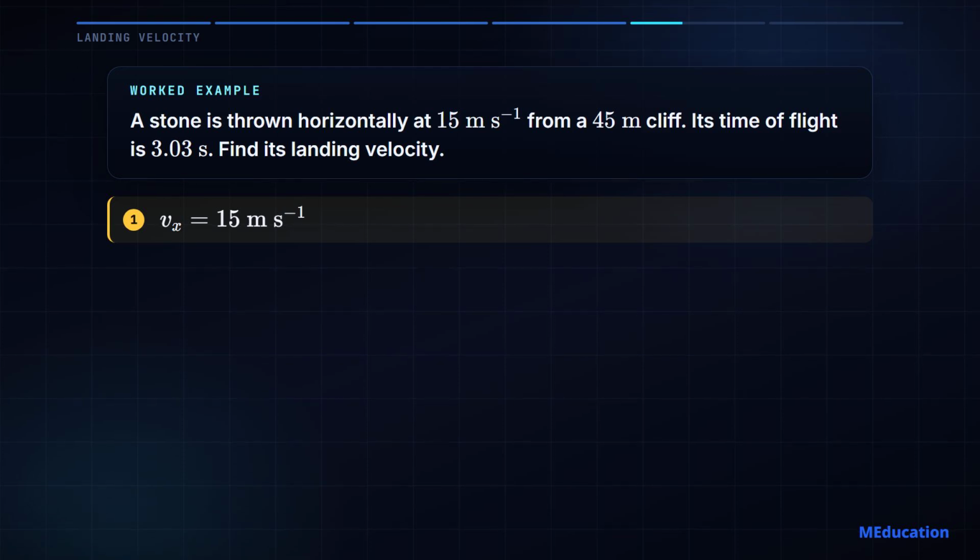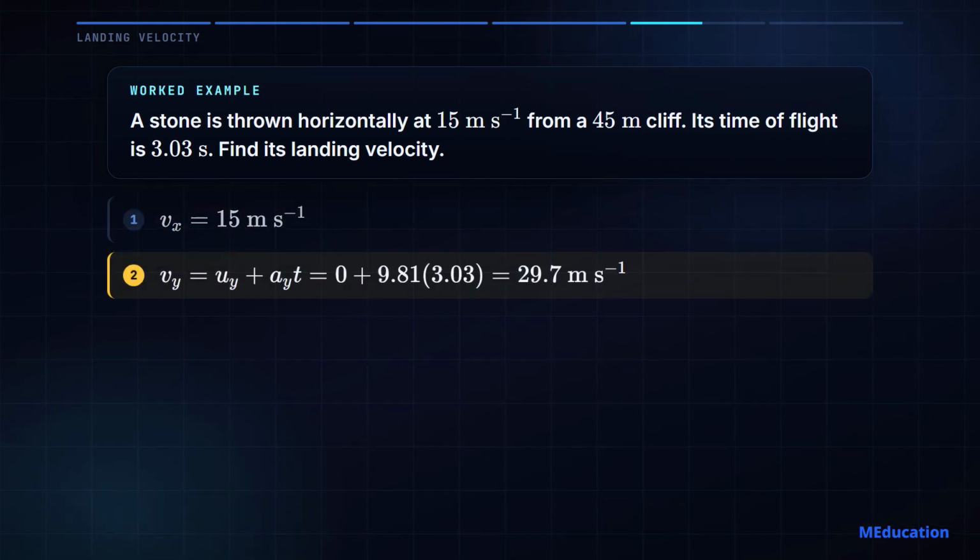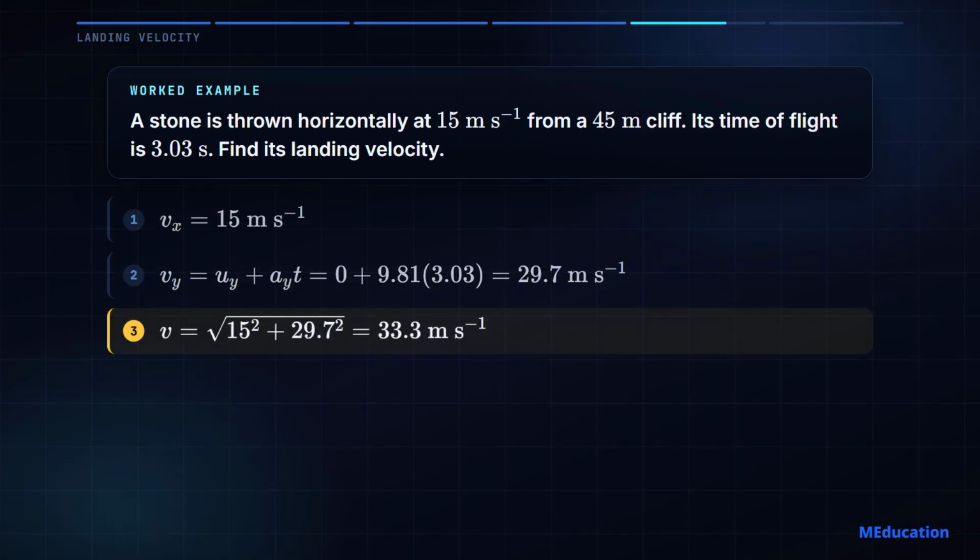Step 1. The horizontal component. Because horizontal acceleration is 0, this never changes. It remains 15 meters per second. Step 2. The vertical component. Taking downward as positive, use SUVAT with the time of flight to find the final downward speed of 29.7 meters per second. Step 3. Recombine them.